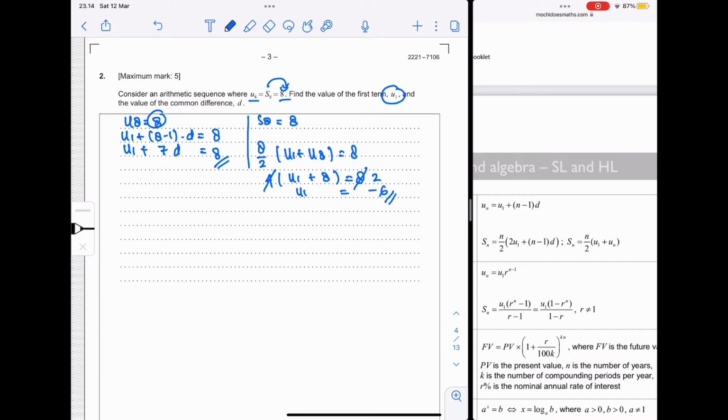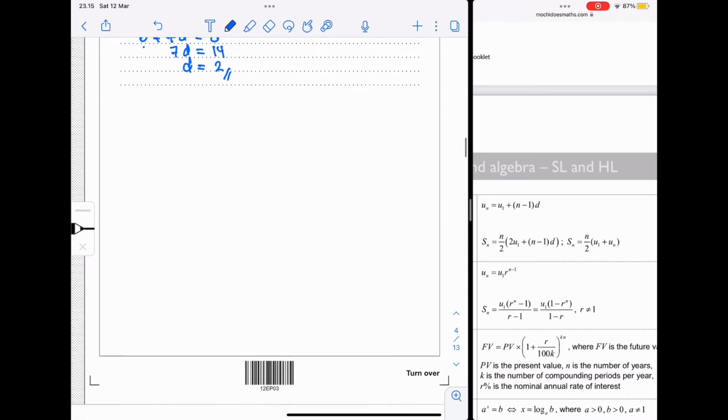Now it's a chance to use the first equation that we left behind. Replace u_1 with the value you found. Negative 6 plus 7d equals 8. Move the 6 to the right, it becomes plus 6, so 14. Divide both sides by 7, so d is 2. Finish.